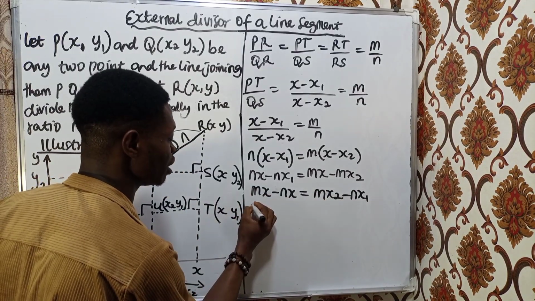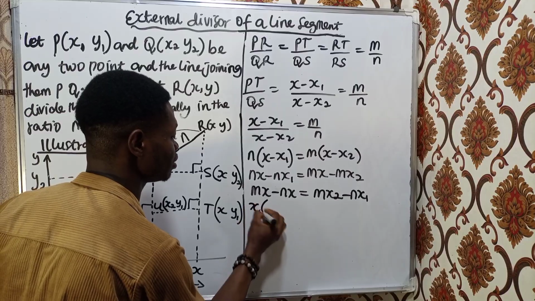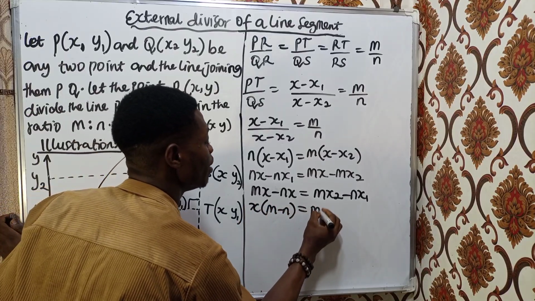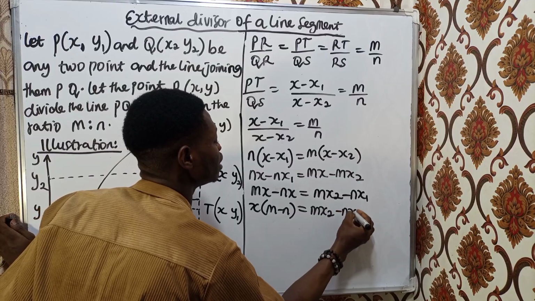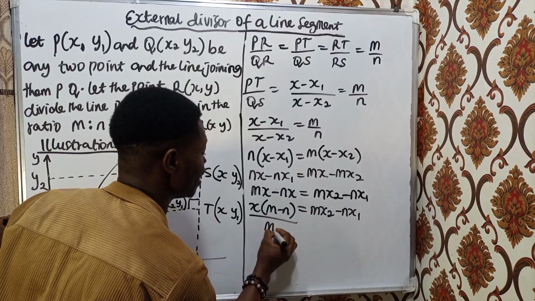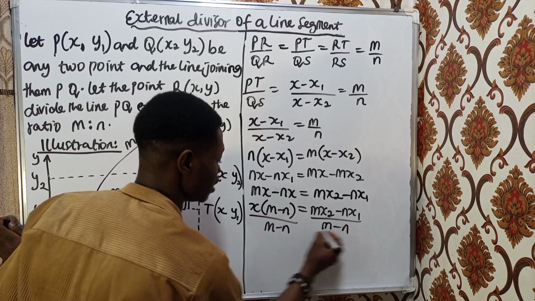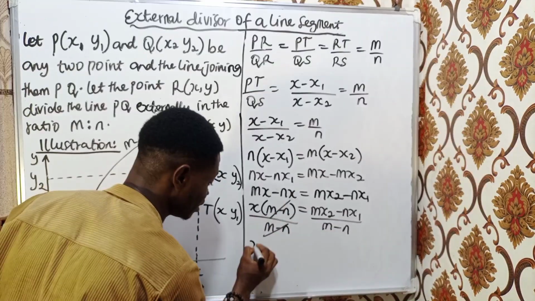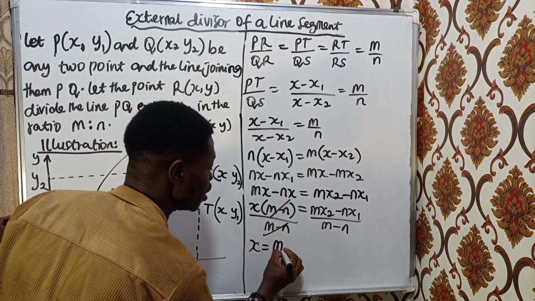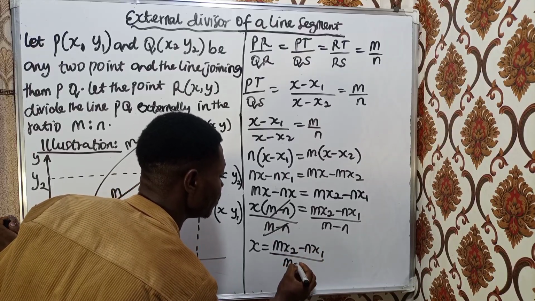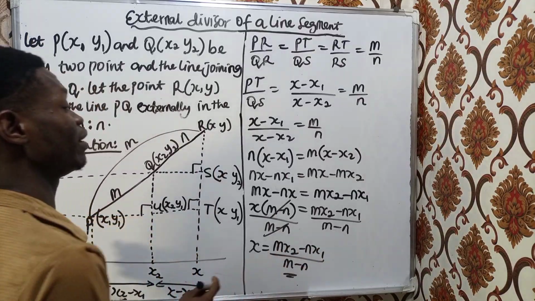So what is common here? x. So I bring out x. x times (m minus n) is equals to mx2 minus nx1. So we can divide by m minus n. We are looking for the value of x. x is equals to mx2 minus nx1 all over m minus n. So that's the value for x.